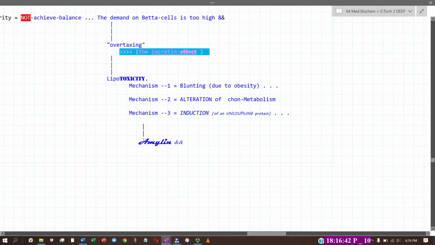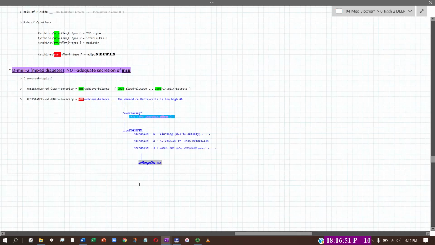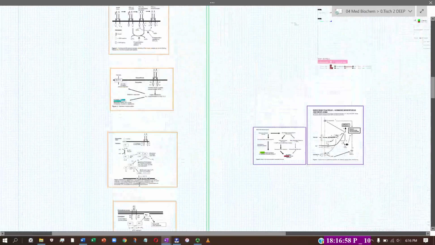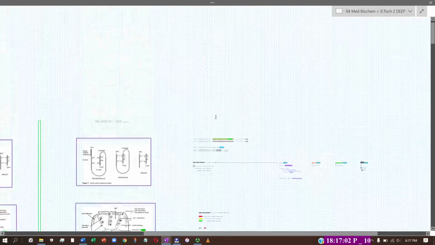And then one last thing to address. This was kind of standalone. I don't understand it yet. But there was this concept of amylin. So that's how all that fits in. Very good. We'll pick this back up with further details after a little bit more study. Bye-bye.